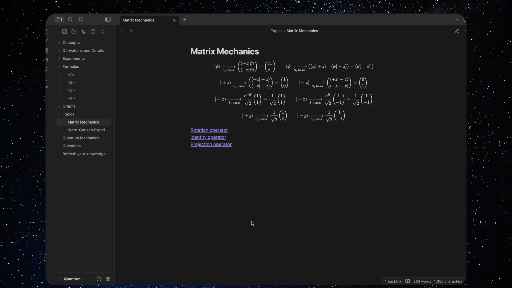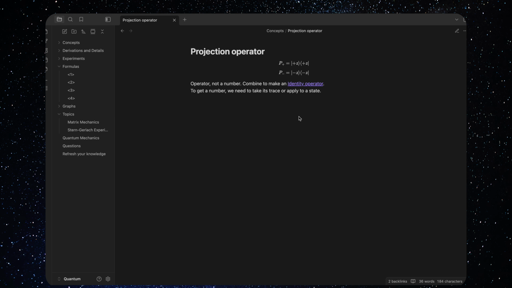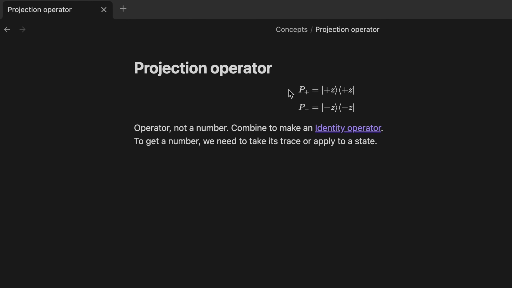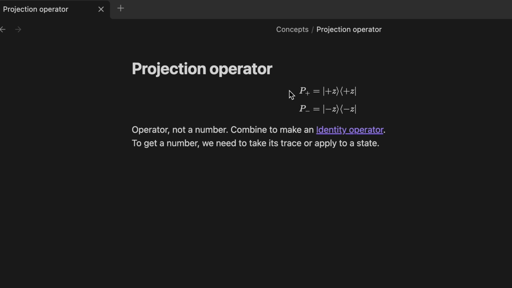Now, before we talk about identity operators, I want to mention projection operators. Projection operators project a state onto a given axis. It's important to note that these are not numbers, they are operators. You might think that we can just take the inner product and get 1, but it doesn't work like that. That's an inner product, but we're using these as operators. So the operator projects a state onto plus z in this case and minus z here.